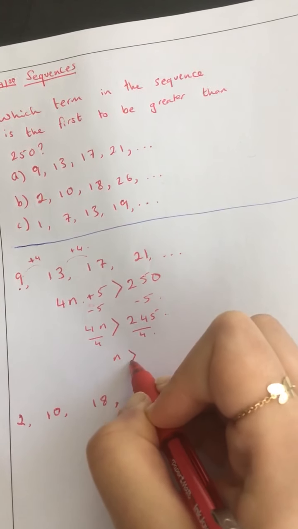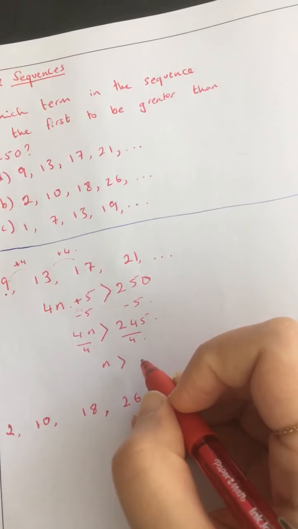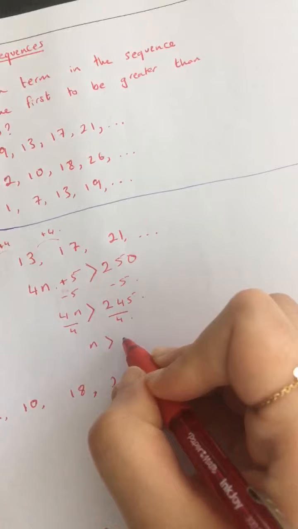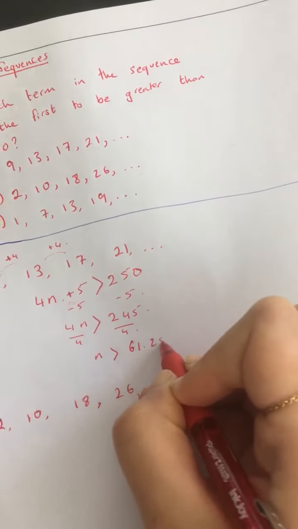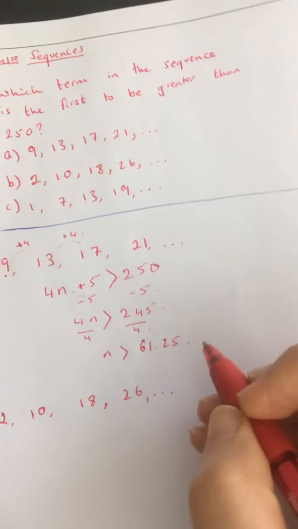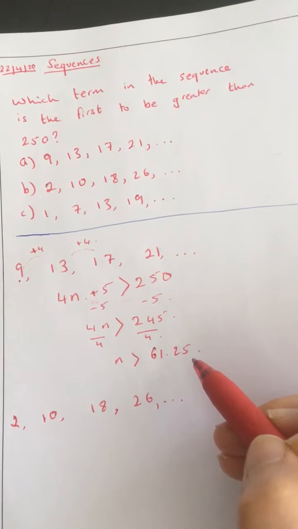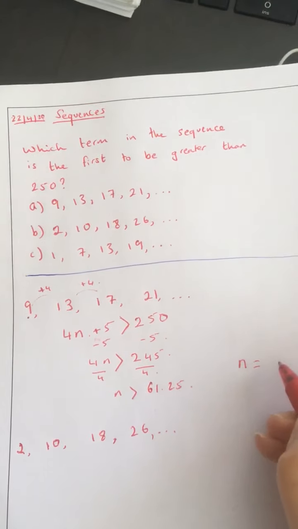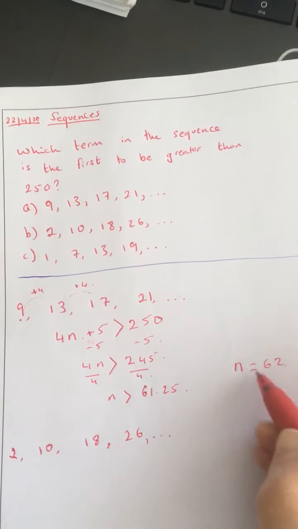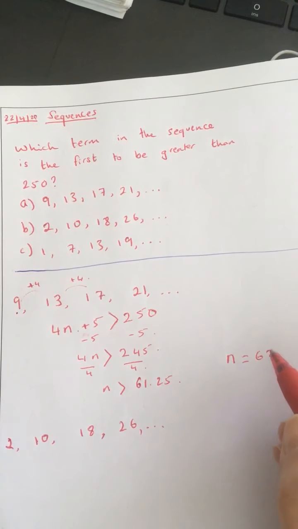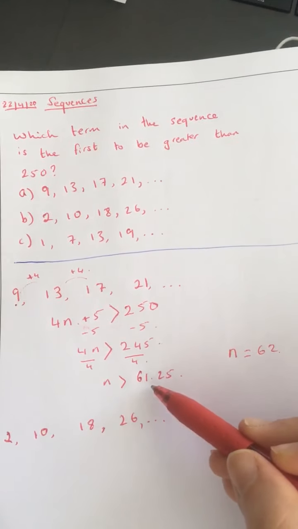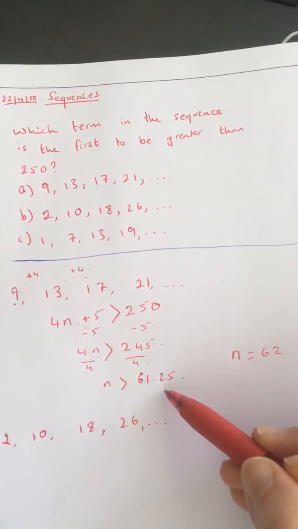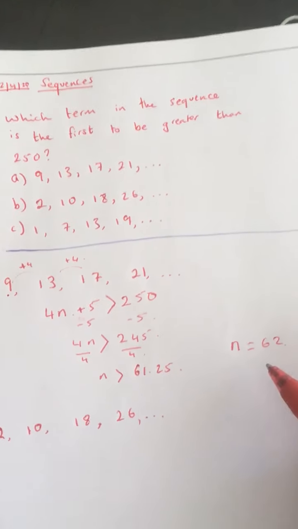So n is greater than 61.25. So the first term for this sequence that will be bigger than 250 is 62. So the 62nd term would be bigger than 250. I can't have 61 and a quarter terms, so it's either 61 or 62.